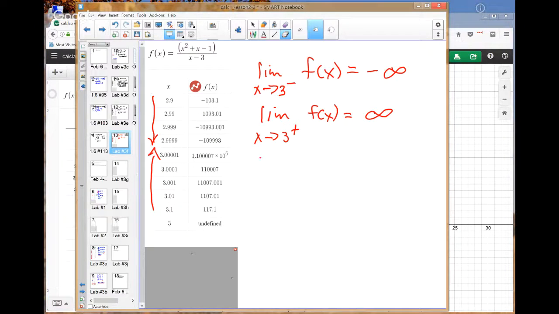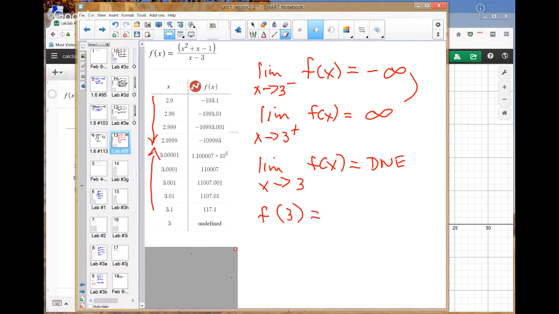So the overall limit as x approaches 3, again, does not exist. We have disagreement up here. And I didn't do this before, but what's the function at 3? Not that it matters, there is no limit. You can see real clearly right down here. So there's no hope of a limit here. These things totally whiff again, undefined.